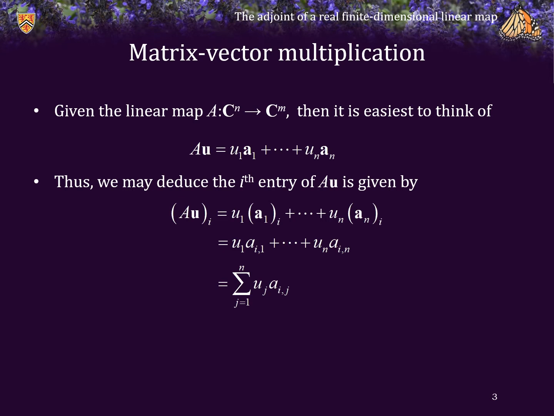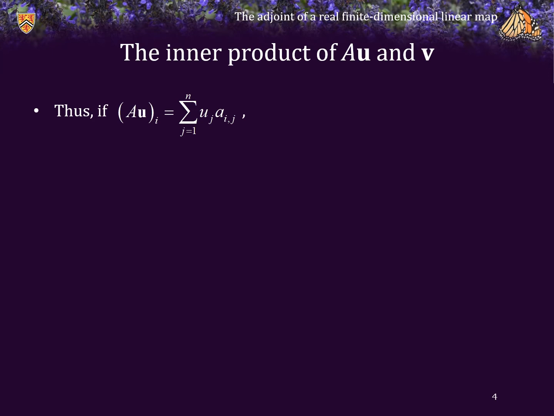We can write this as the following sum. Thus, if this is the ith entry of the vector A times U, then if we were to calculate the inner product of A times U and a vector V, the corresponding entries of A times U and V are multiplied, although the entry of A times U is conjugated, and those are all summed up. So that inner product is this sum here.